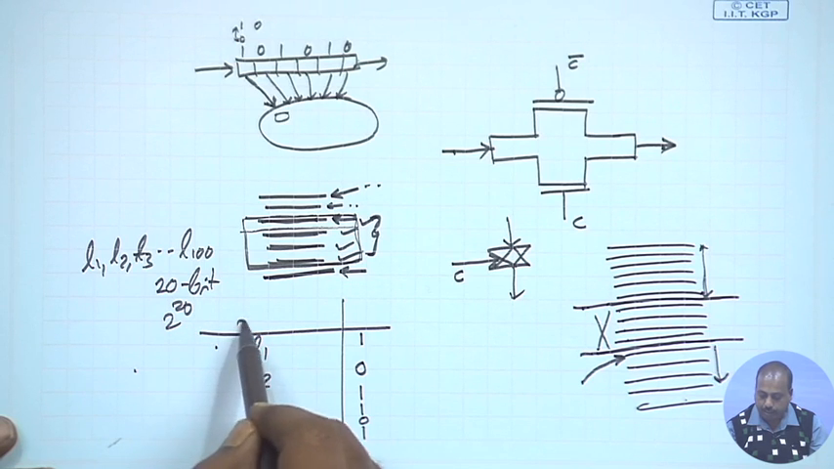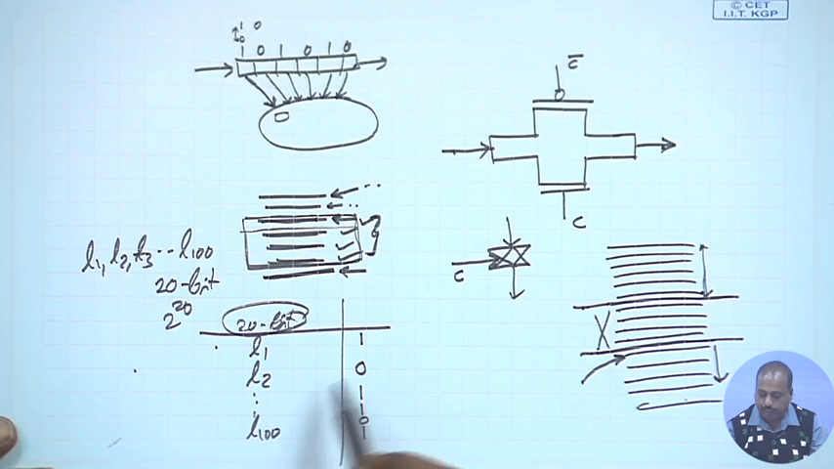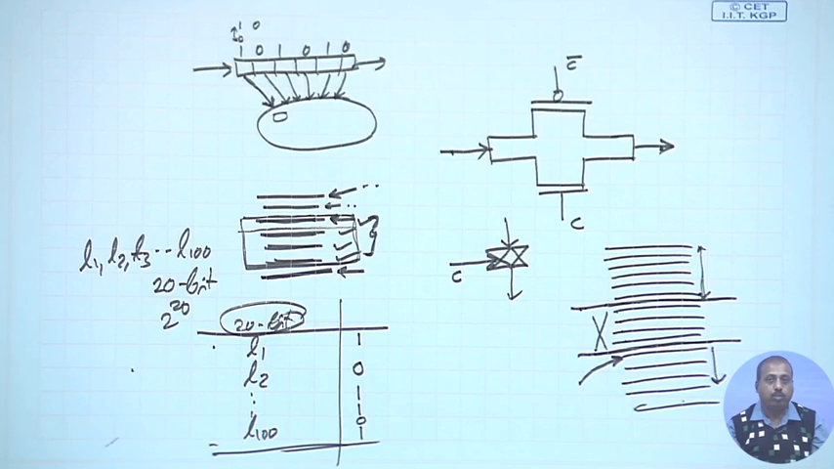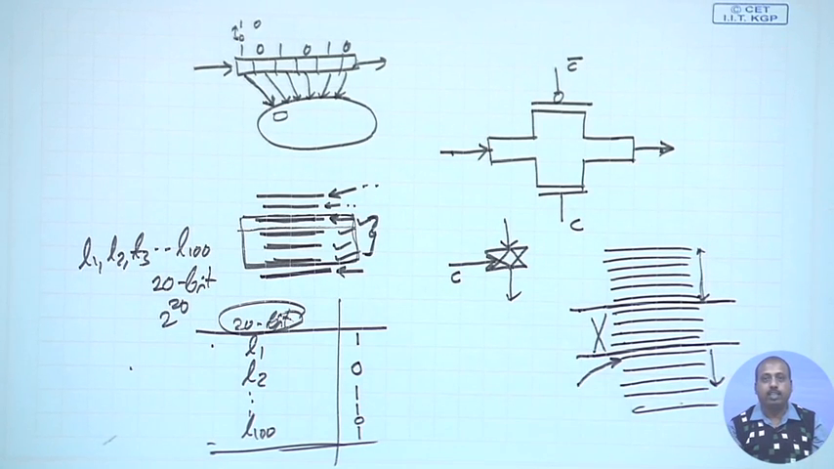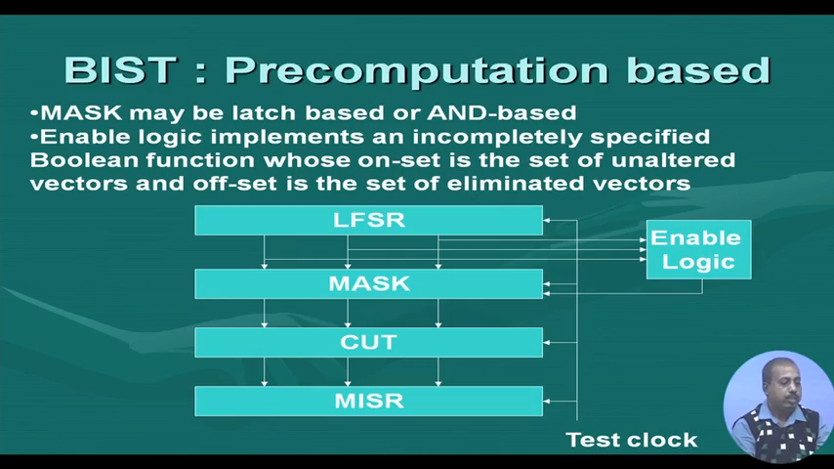This is a 20-bit value for L1, L2, up to L100, and out of that only these bits are to be specified; the remaining bits are all do not care. Since the LFSR is not going to generate those patterns in the 100 cycles, we do not need to specify them, so this logic can be designed efficiently. If we have a large number of do not cares in the combinational logic, it can be minimized significantly, so that we get a very compact enable logic. The rest is the same as the BIST filtering technique.